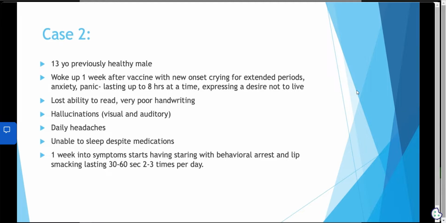Even in the periods where he wasn't in these panic states, he was not really able to read anymore or do any basic handwriting, was not able to write his name, was confused, and started having both visual and auditory hallucinations. He complained of pretty severe daily headaches that were non-positional but persistent throughout the day, sometimes present on awakening.